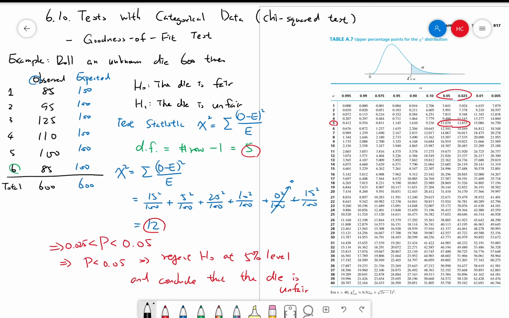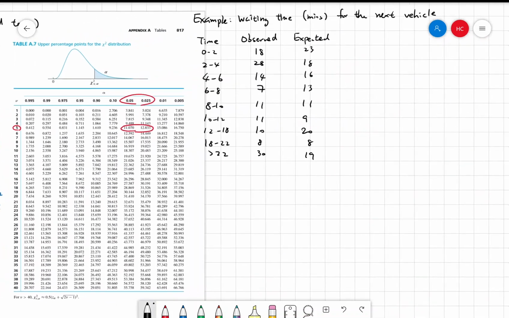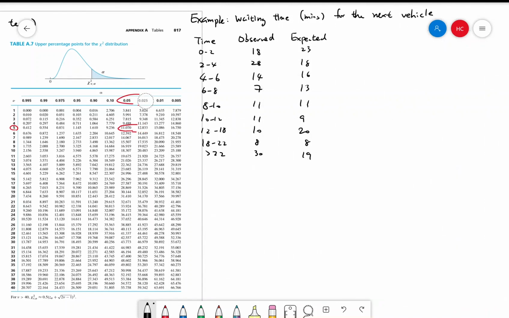All right, so let's do a different example. Suppose we want to model the waiting time for the next vehicle appearing on the street. We have a mathematical model that tells you what should be expected, so this is the theoretical value, and we took a sample, so this is the observed value. We want to see if our model works or not.